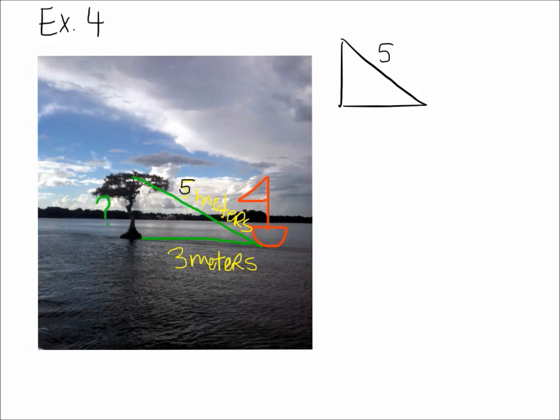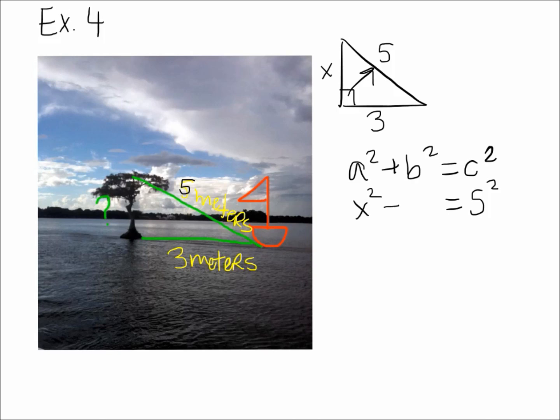Now I know that this is 5 meters. I know that one of the legs of my right triangle is 3. And my question is, what is the height of the tree? This is another easy problem to complete as long as you know the Pythagorean theorem. My hypotenuse is 5. So I'm going to substitute in that value. And my two legs are x and 3. I'm going to square the values I know.